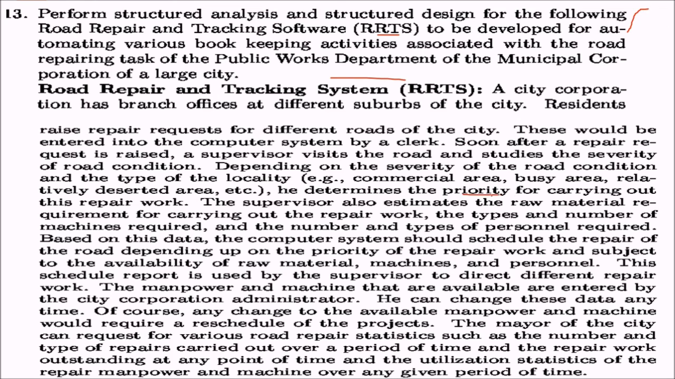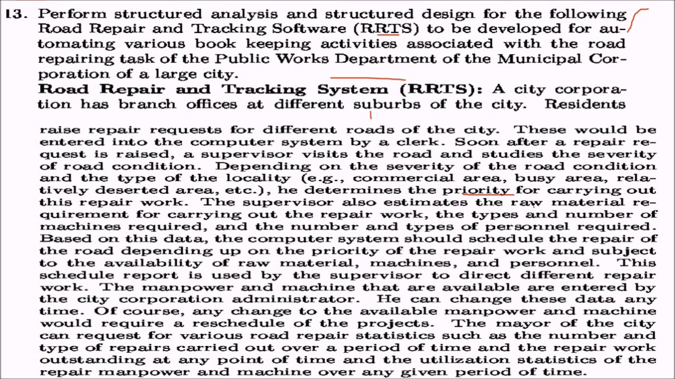Priority. Okay. The supervisor also estimates the raw material requirement for carrying out the repair work, the types and the number of machines required, and the numbers and types of personnel required. Based on this data, the computer system should schedule the repair of the roads depending on the priority of the repair work and subject to the availability of raw material, machines, and personnel. This schedule report is used by the supervisor to direct different repair work.